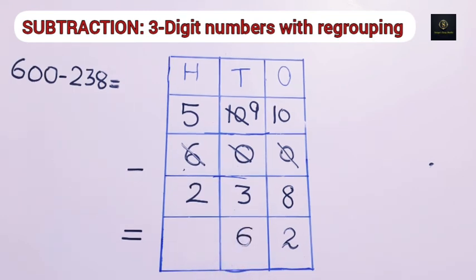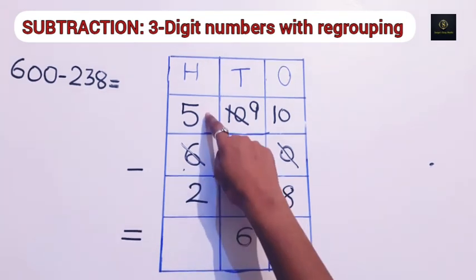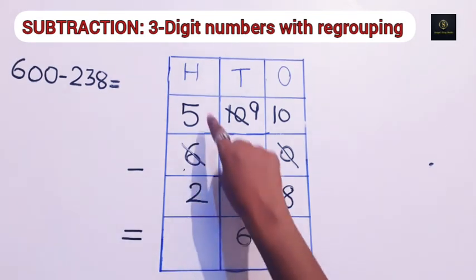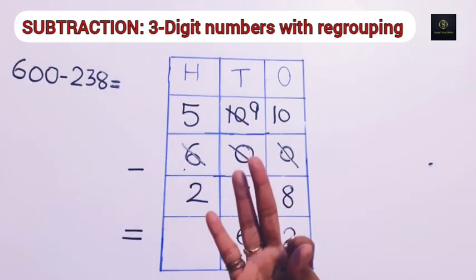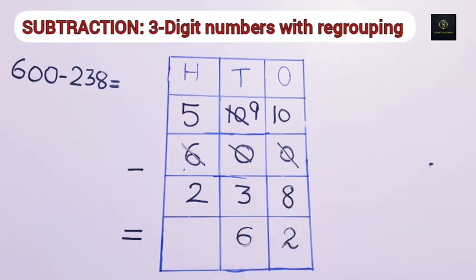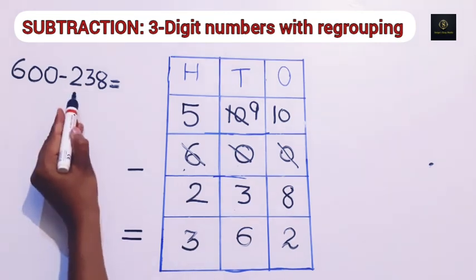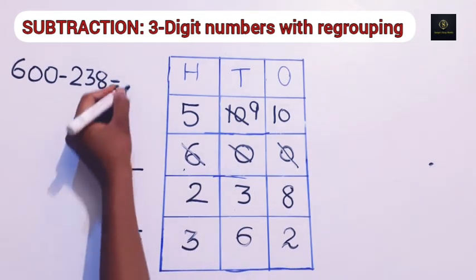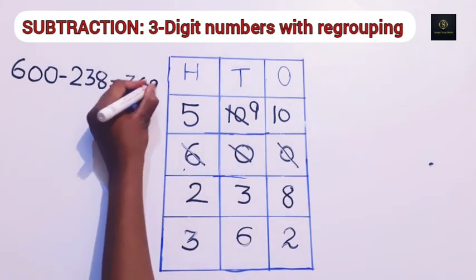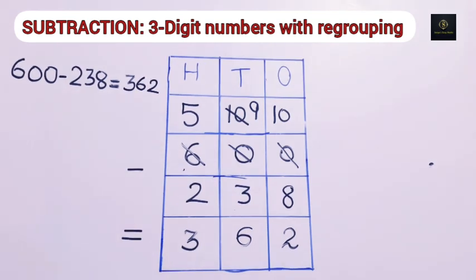Now let us subtract the digits in the hundreds column, that is 5 minus 2. So count after 2 till 5. 3, 4, 5. That is 3. So we write 3 in the hundreds place. So the difference of 600 minus 238 is 362. Now children, I hope that you all have understood how to do subtraction of 3-digit numbers with regrouping.